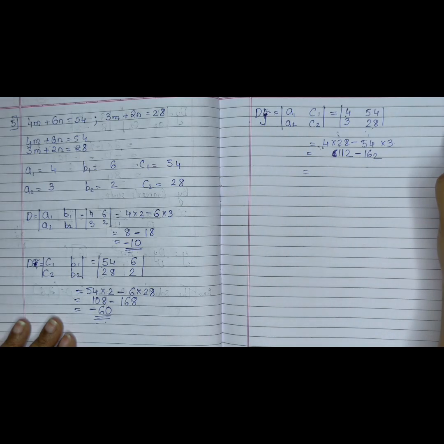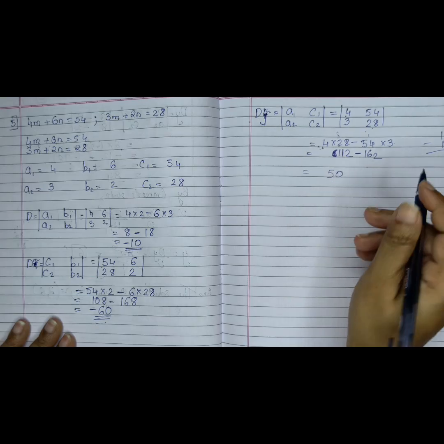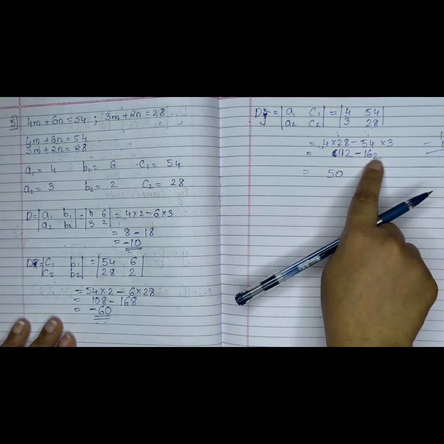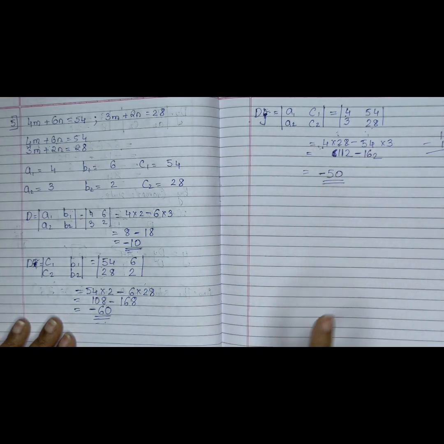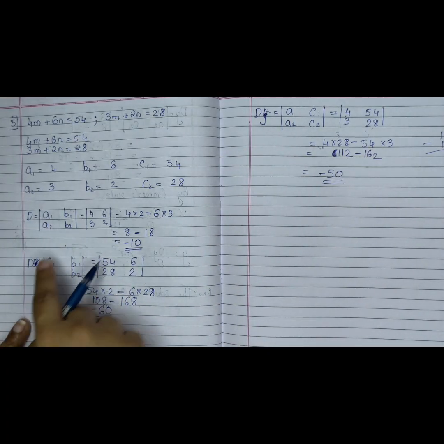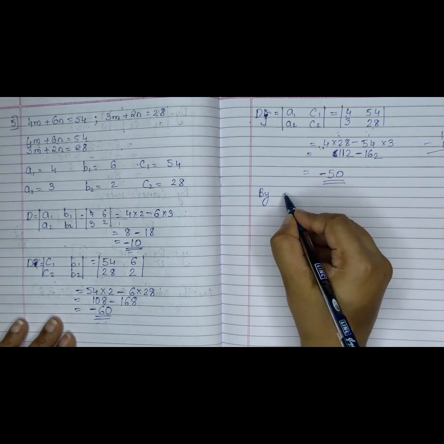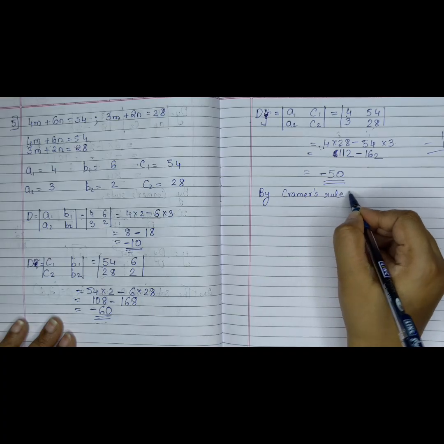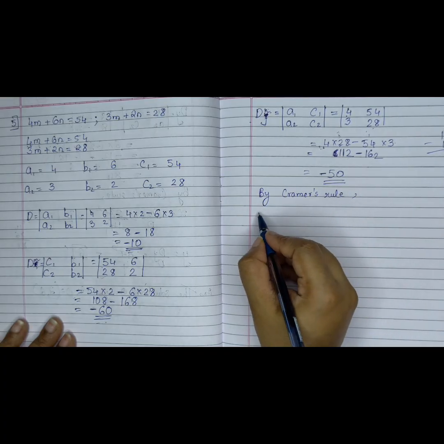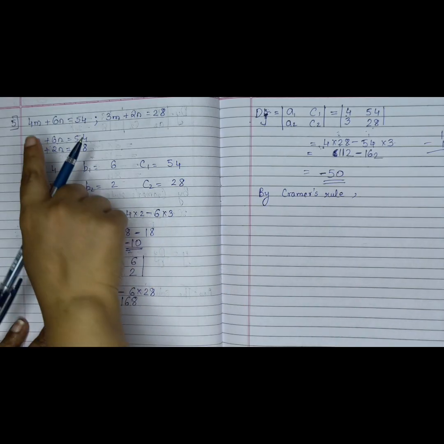Okay, so we can subtract this. 162 minus 112, 0. Here you get 50. And the sign of the greater number, that is 162 is greater, so put the minus sign here. Now we got d, we got dm, and we also got dn. Okay, now by Cramer's rule, yeah, we have to find m and n. Okay, instead of x and y, m and n.